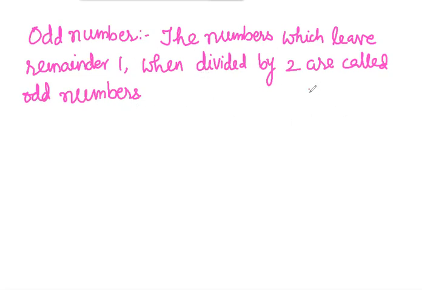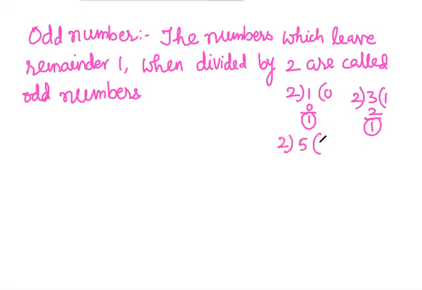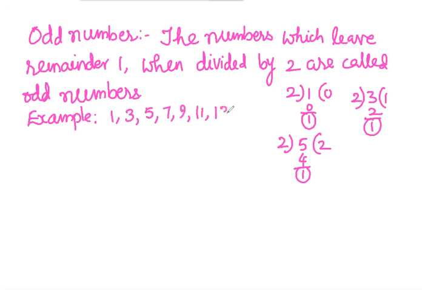If you take 1, 2 times 0 is 0, remainder 1. If you take 3, 2 times 1 is 2, remainder 1. 2 times 2 is 4, remainder 1. So here are examples of odd numbers: 1, 3, 5, 7, 9, 11, 13, and so on. You can say generally the numbers which have 1, 3, 5, 7 in their units digit are odd numbers.